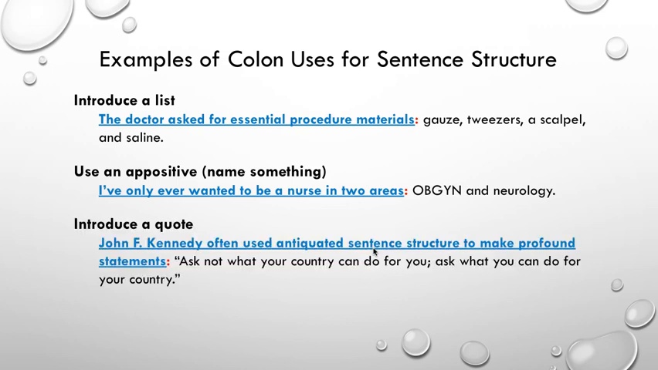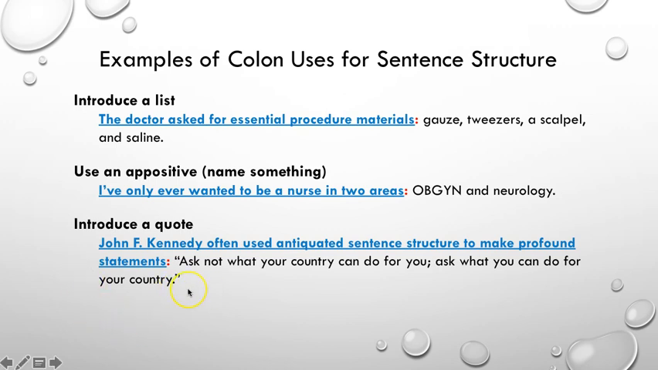Introducing a quote. So if you're using a quote in your paper and your instructor says don't use a drop quote, which means that you just drop the quote in by itself as a full sentence on its own, there are different ways that you can incorporate the quote into a sentence and introduce it. One way to do that is to have a full sentence and then a colon and then the quote. So for example, John F. Kennedy often used antiquated sentence structure to make profound statements: Ask not what your country can do for you, ask what you can do for your country.